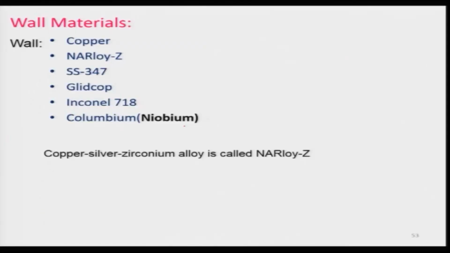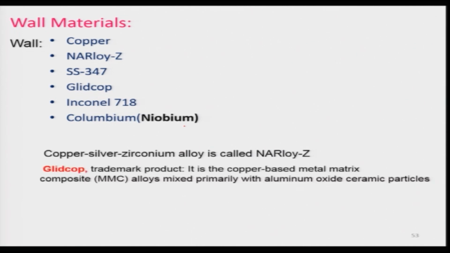So, it is considered to be a very good material for wall, and keep in mind that this Narloy-Z is basically a copper, silver, zirconium alloy, and the percentage of this copper, silver, zirconium is a proprietary item, you cannot get to know about it. And GlidCop is the trademark product. It is a copper based metal matrix composite alloy mixed primarily with aluminum oxide ceramic particles. Oxide means basically it is a ceramic, and this is again a trademark product.